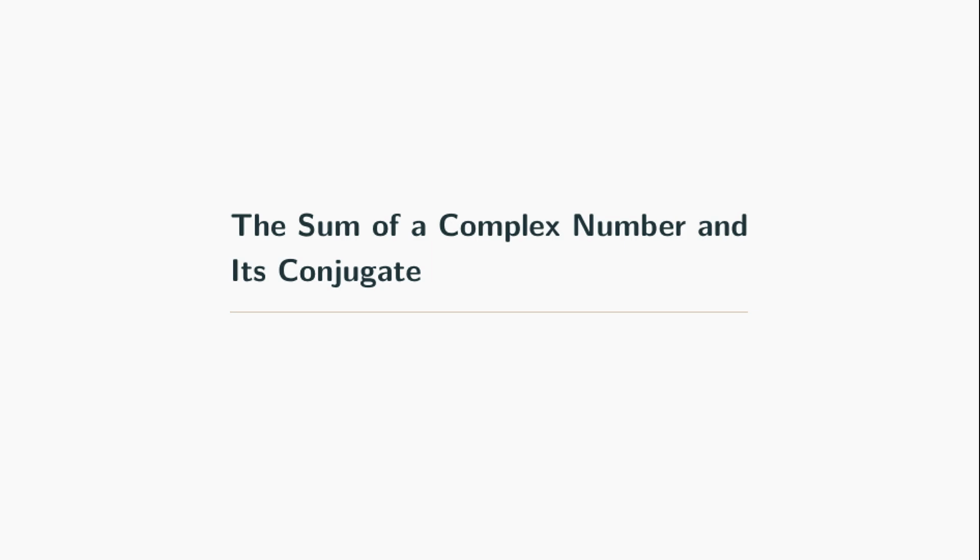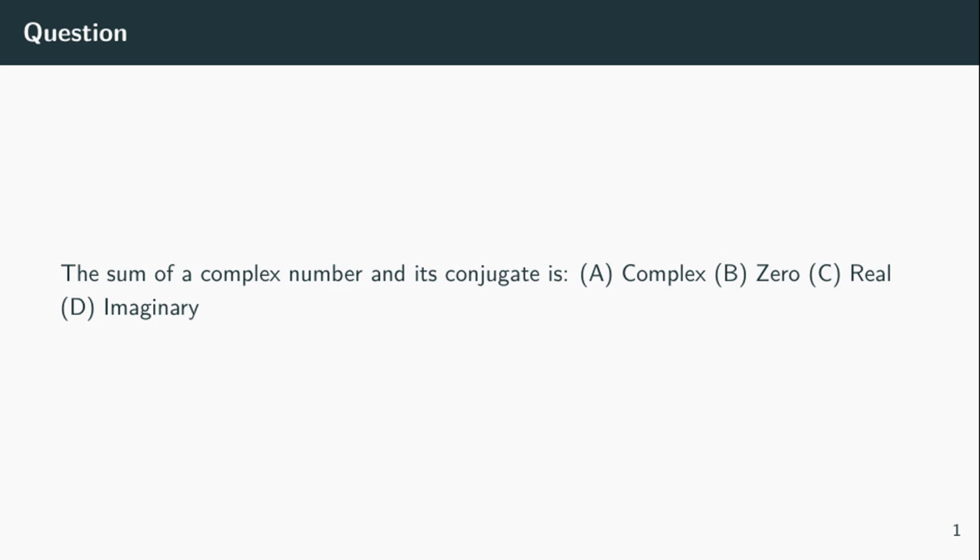Let's talk about the sum of a complex number and its conjugate. Here's a question we're exploring. The sum of a complex number and its conjugate is what? Is it A complex, B zero, C real, or D imaginary?